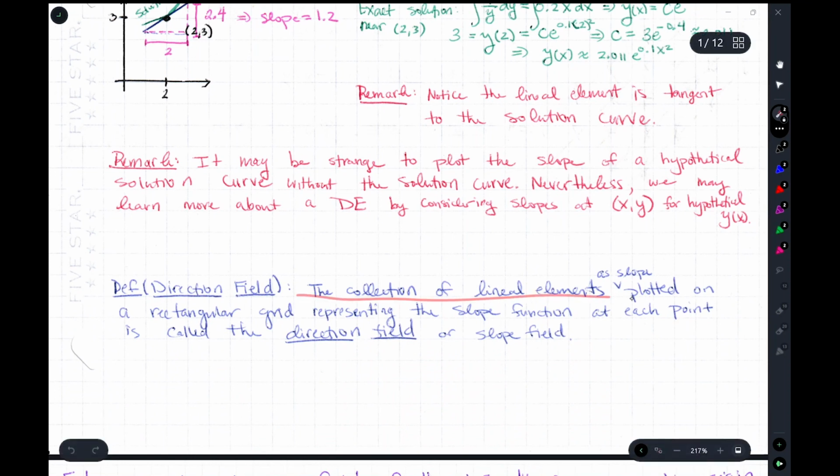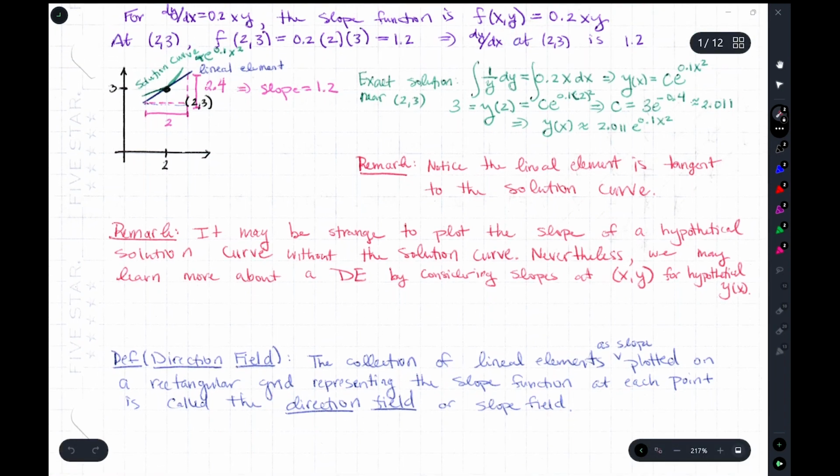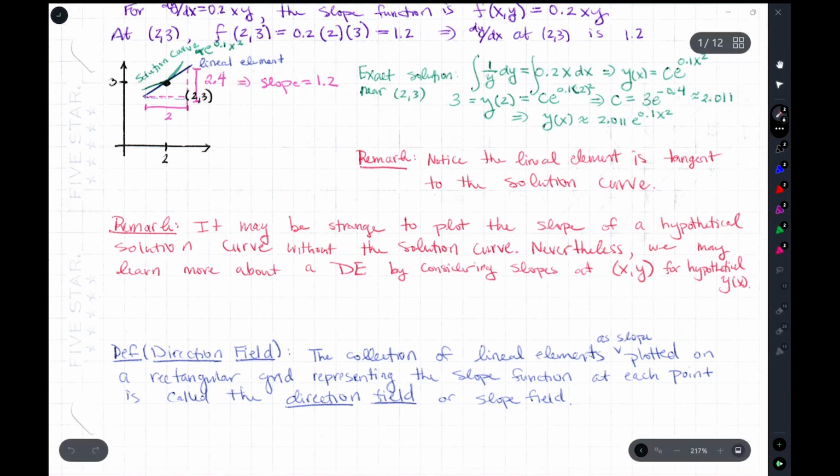We're treating them on the same footing when we're looking at direction fields. Now, the collection of lineal elements as slopes plotted on a rectangular grid representing the slope function at each point is called the direction field or slope field. Okay, so what that means is basically, we just chose the point 2, 3. There's nothing special about that. We could have just chosen any random points here and plotted the slopes at different points, and we would get this vector field called the direction field of the differential equation.